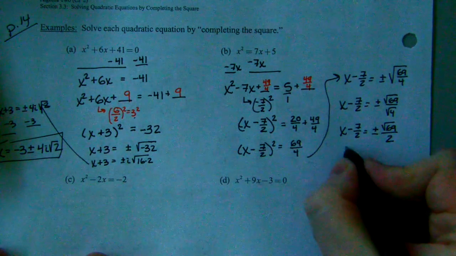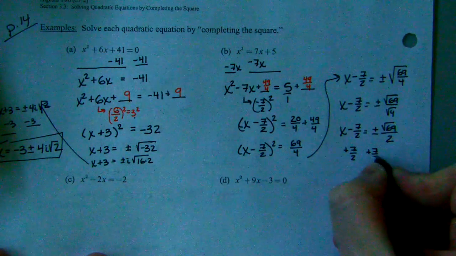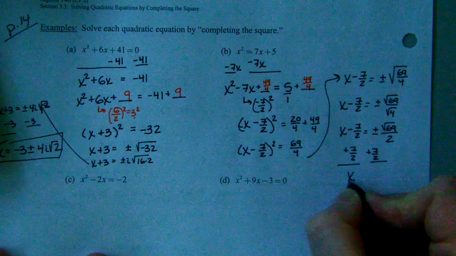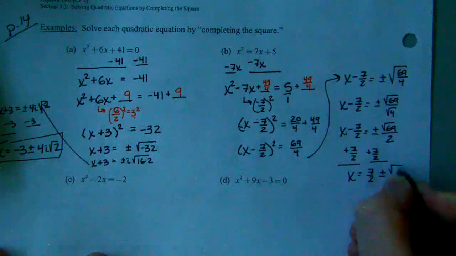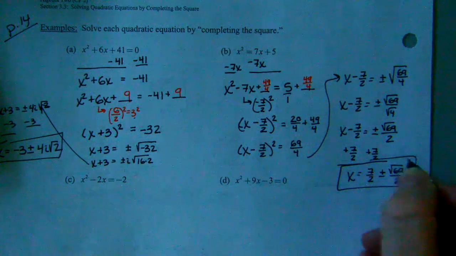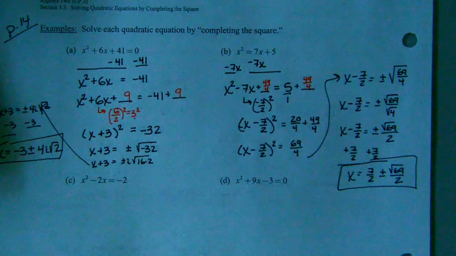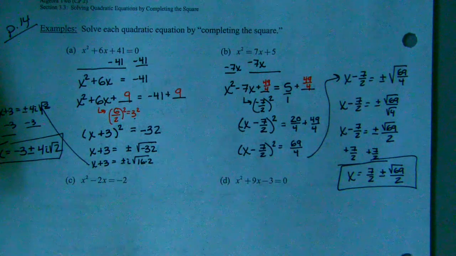I'll then add 7 halves to both sides. And I'm going to get x equals 7 halves plus or minus root 69 over 2. Take a moment to finish copying that one down.